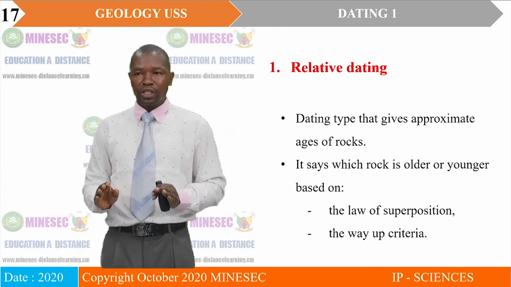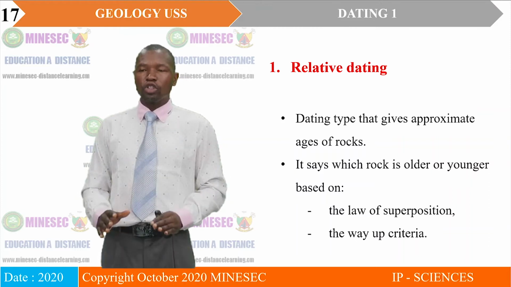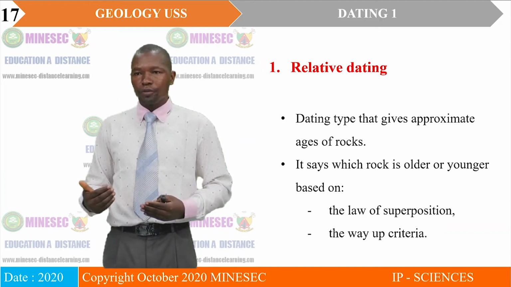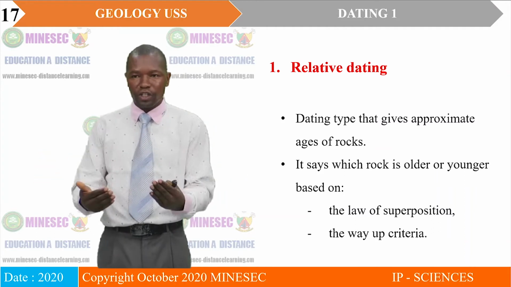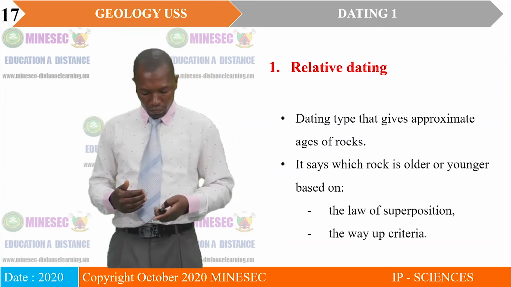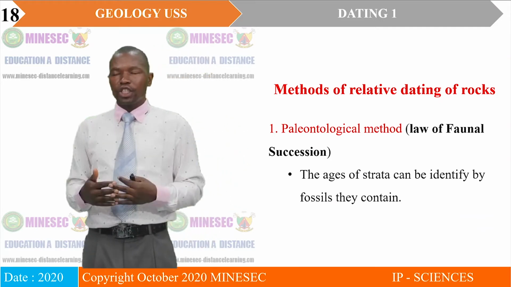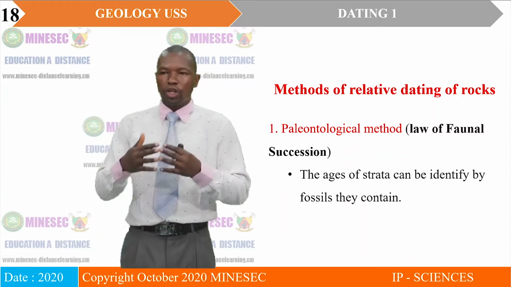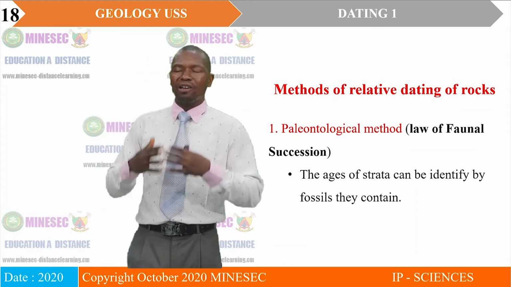Remember that in relative dating, we don't give exact ages of rocks. We only give approximate ages using terms like old, young, first, last, and we then give a train of the order of the events. Now, look at methods of relative dating of rocks. To relatively date rocks, number one, we can use the paleontological method, that is, the law of faunal succession.